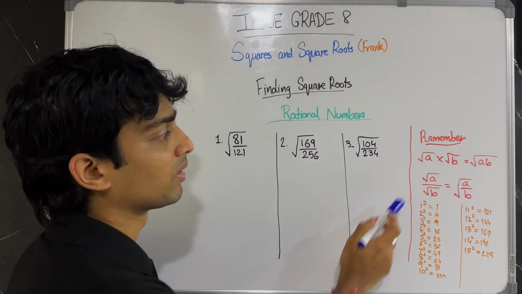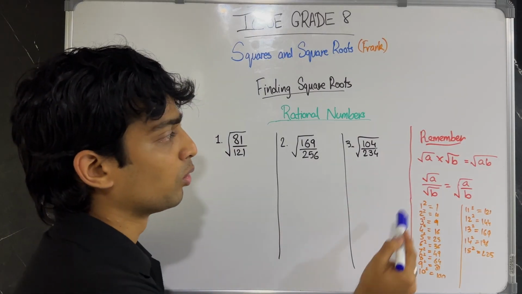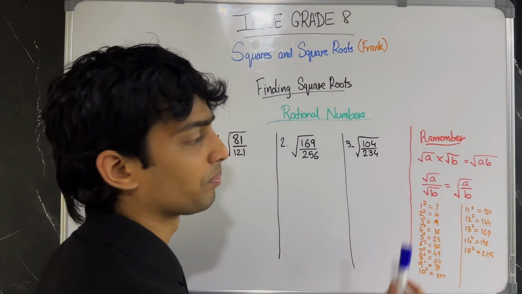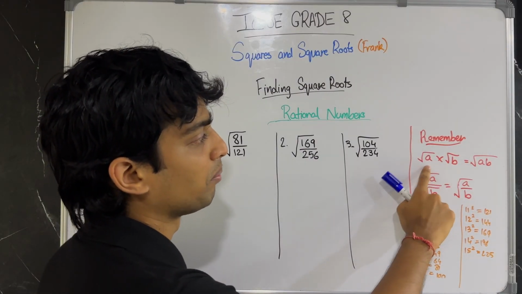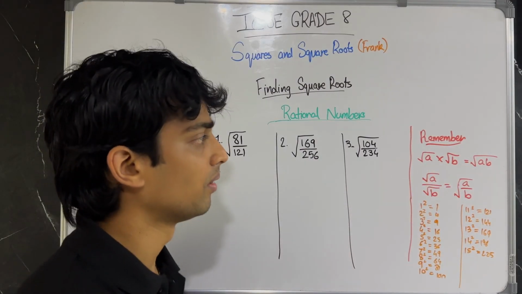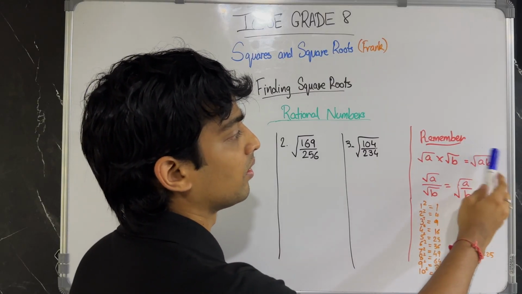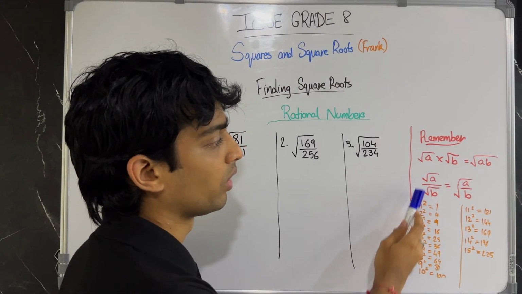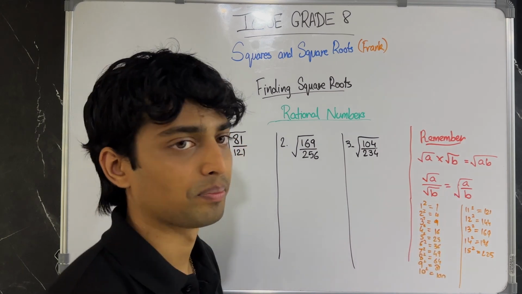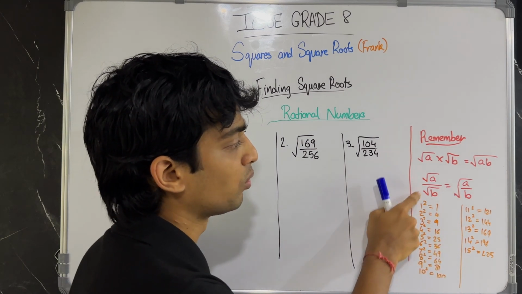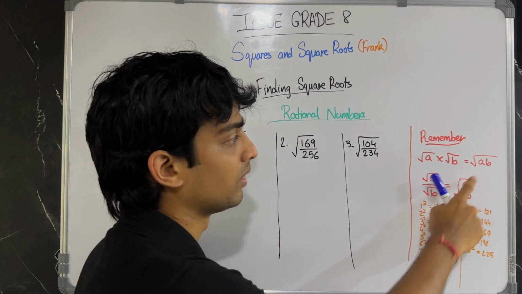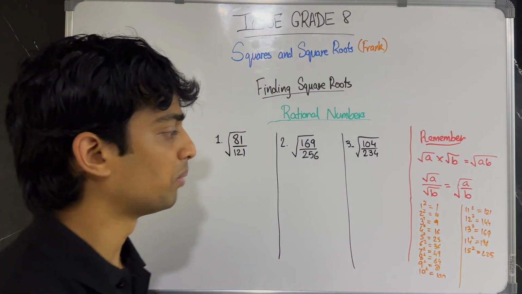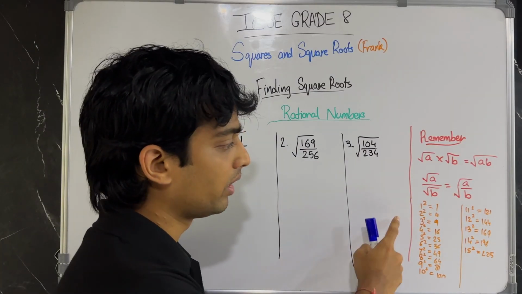First thing, you need to remember these two laws of exponents. Root a into root b is root of ab. That means when two square roots are in multiplication, we can write them under a common square root sign. Same with division, root a upon root b is root of a upon b. So these two root signs will become one. Same with here. And you need to remember squares of 1 to 15.